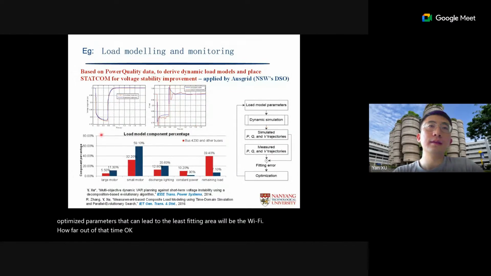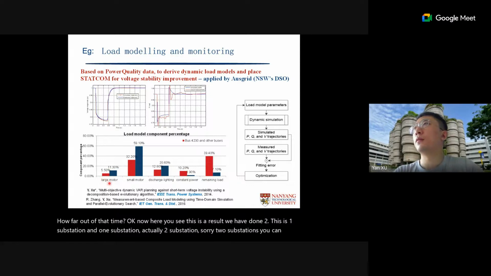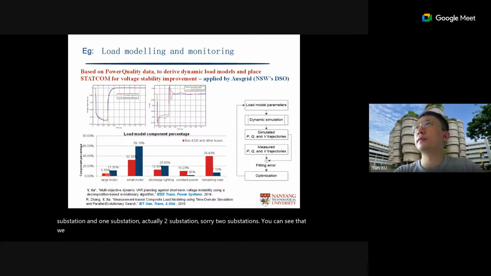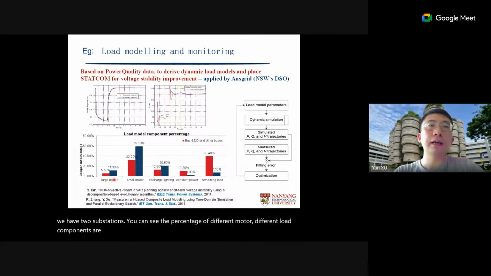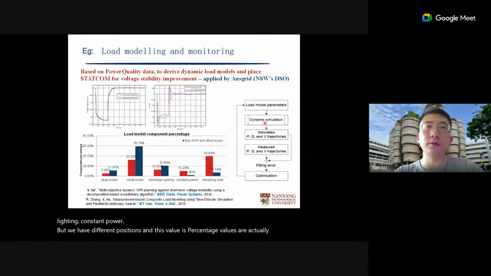Now here you can see this is the result. We have done this for two substations. You can see that the percentages of different load components are different. They have large motor, small motor, charging, discharge, lighting, constant power, remaining loads. They have different portions. Okay, and these percentage values are actually optimized through this process.